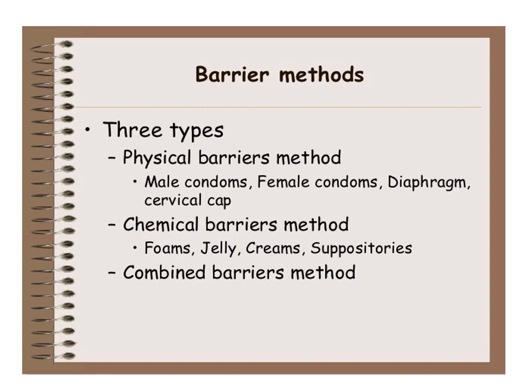This is male condoms or female condoms, diaphragm, cap. Then we have chemical barriers. These are, you can say, substances which are lethal to the sperm. Foams, jellies, creams, suppositories. And sometimes you can use both to make it more effective. So combined barrier methods.